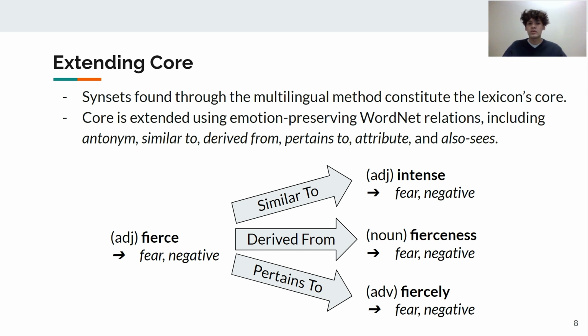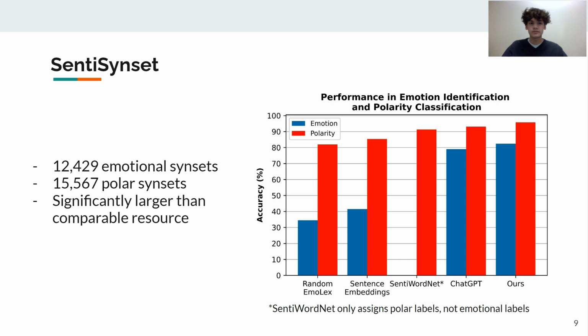So, going back to the adjectival sense of fierce that we predicted to be associated with the emotion of fear and to have a negative polarity, since this synset is similar to an adjectival sense of intense, it's derived from a nominal sense of fierceness, and it pertains to an adverbial sense of fiercely, we say that all of these synsets are now predicted to be associated with the emotion of fear and a negative polarity because of their relations.